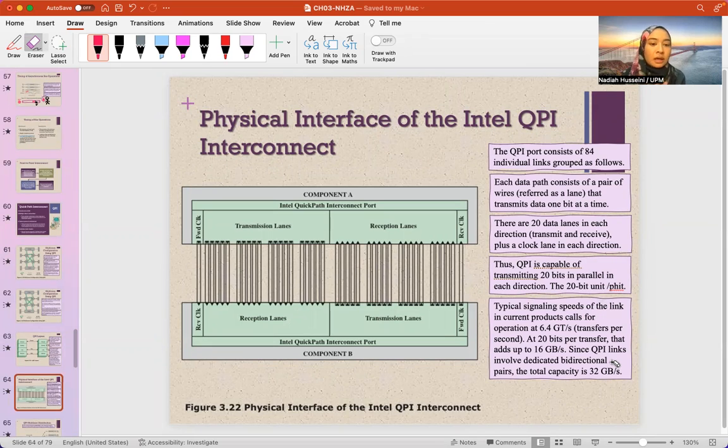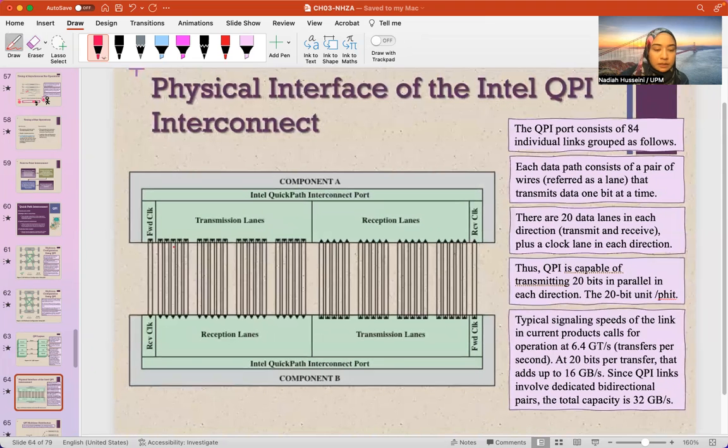This is the wires. So here we see that the QPI port for the physical interface consists of 84 individual links grouped as follows. So you see over here that you have like roads. Let me make this bigger. You have like roads over here. One road is called one lane, and one lane consists of two wires.